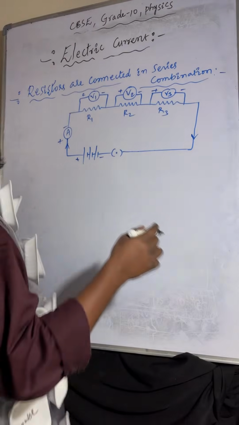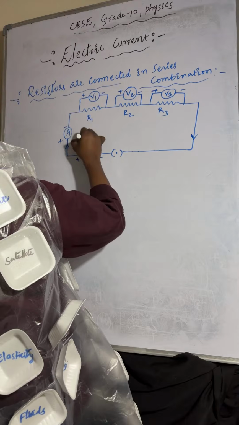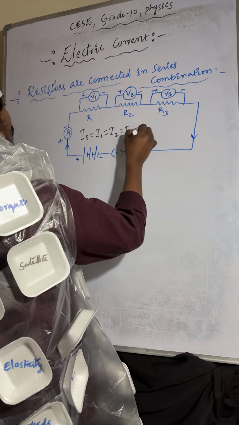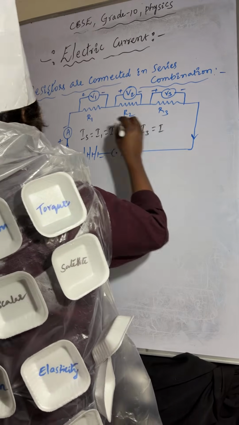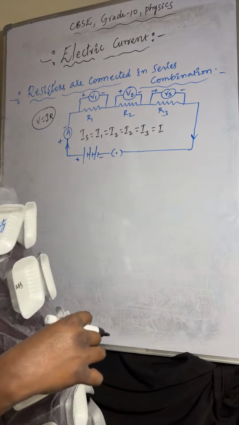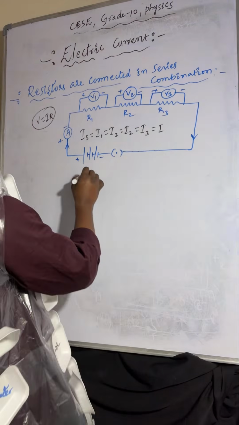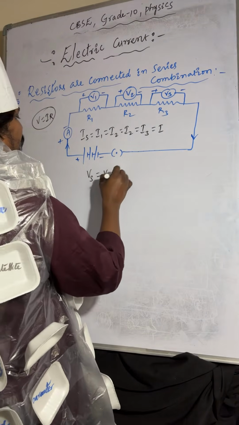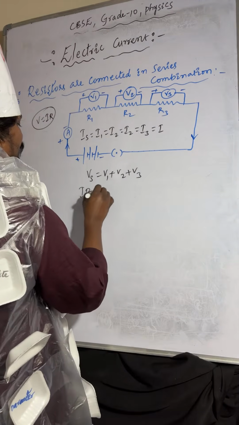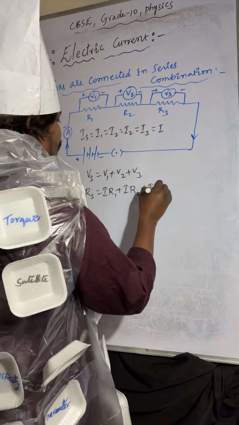Okay, so now the resistors are connected in series combination. In the series combination, the current is the same: I1 equals I2 equals I3 equals I. And from Ohm's law, V equals IR. So Vs equals V1 plus V2 plus V3. That is nothing but I Rs equals I R1 plus I R2 plus I R3.